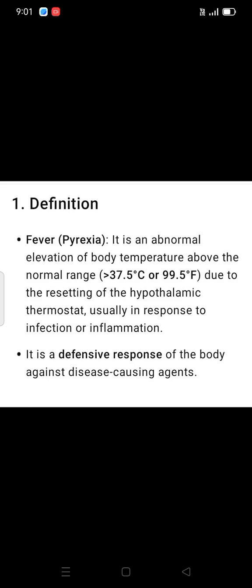So now let's define fever or pyrexia. It is an abnormal elevation of body temperature above the normal range, usually in response to infection or inflammation. When inflammation or infection happens in our body, our body tries to cope with it, so it increases the temperature. It's not that fever is happening by itself, fever is happening because some disease is there inside, the body is trying to fight infections and inflammation. It is a defense response of the body against disease causing agents.